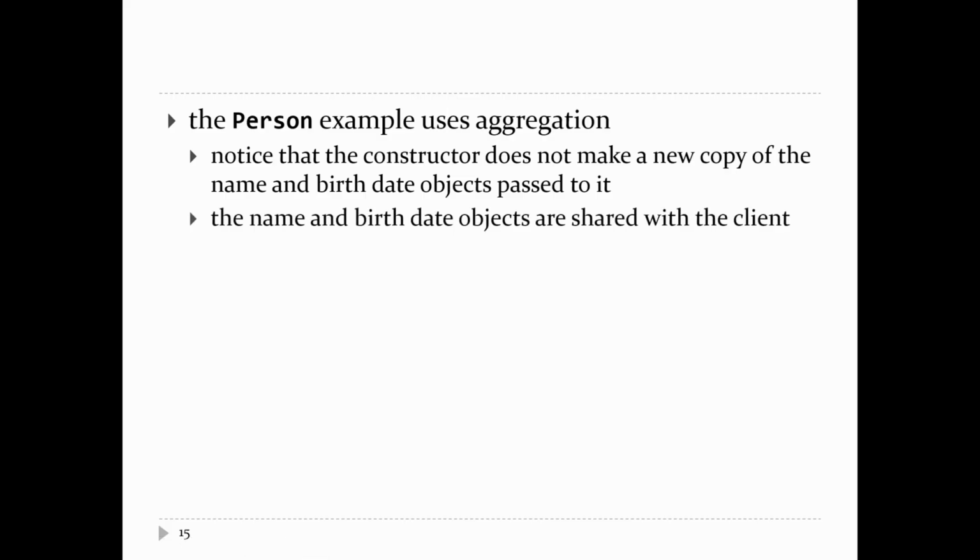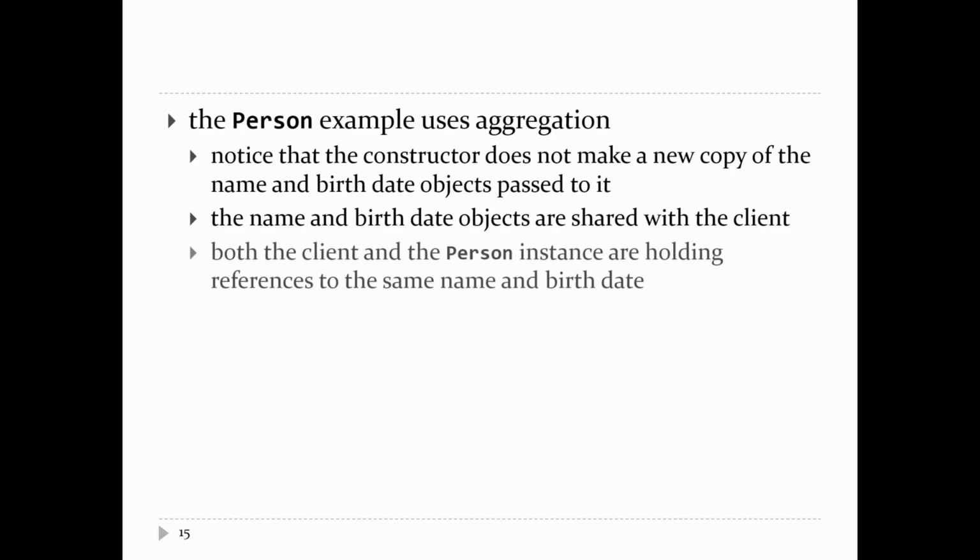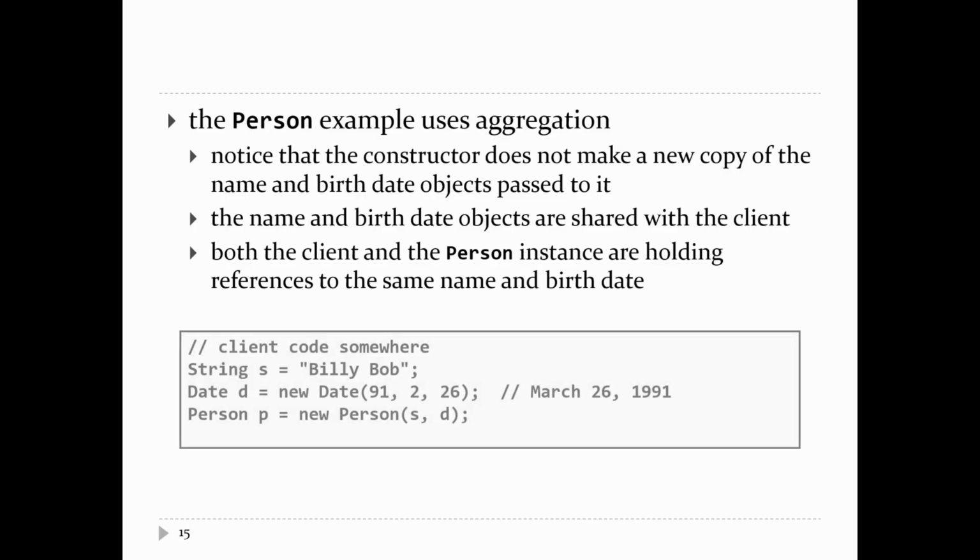So the name and the birth date objects are both shared with the caller. Whenever you see client on these slides, I just mean the caller, whoever made the person object. They have a string and a date object, because they need them to call the constructor. The person object that gets created has a reference to the exact same name and birth date objects. So both the caller and the person are holding references to the exact same name and birth date.